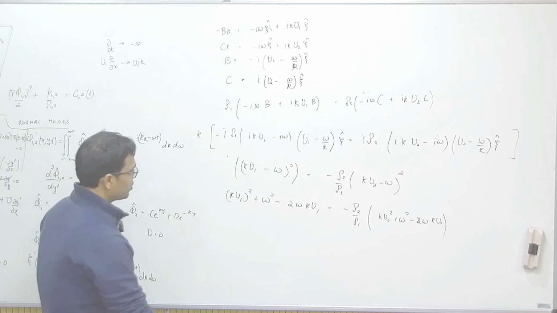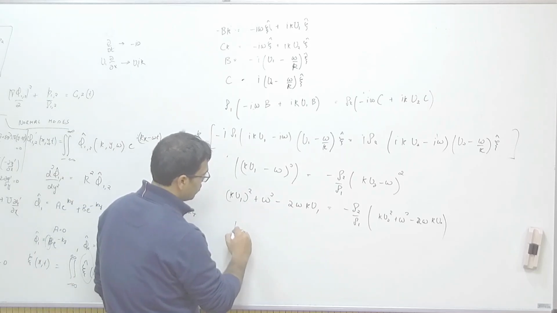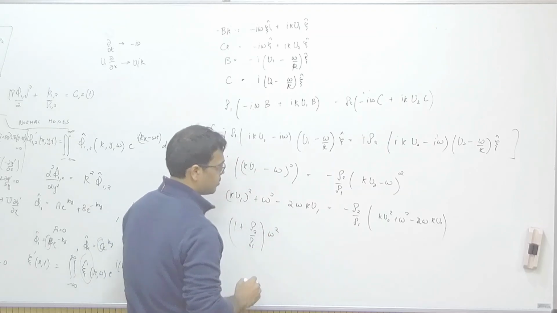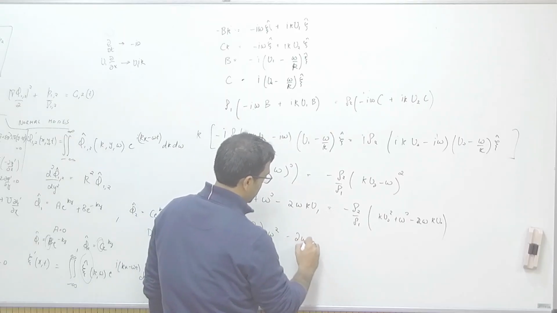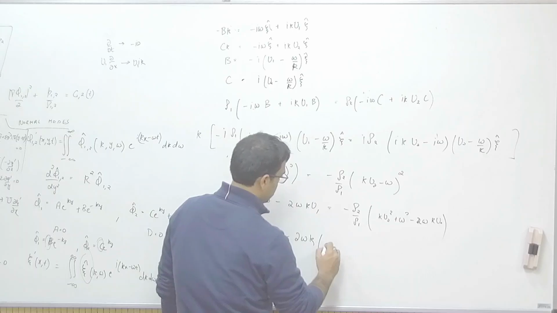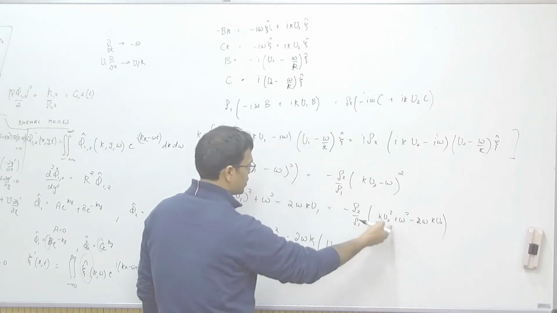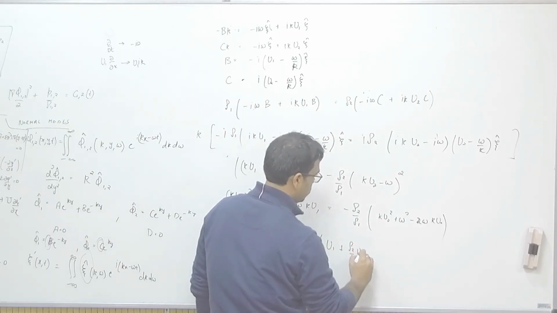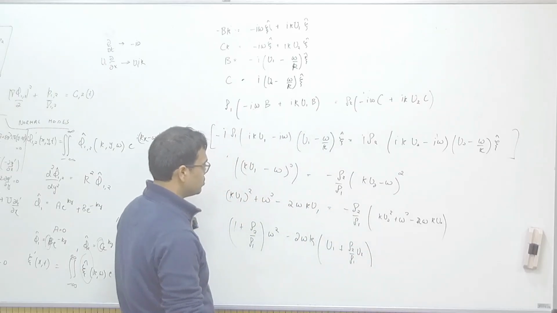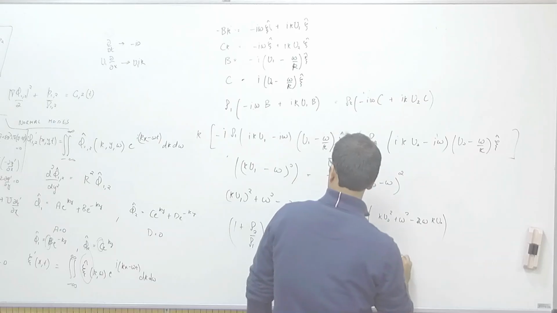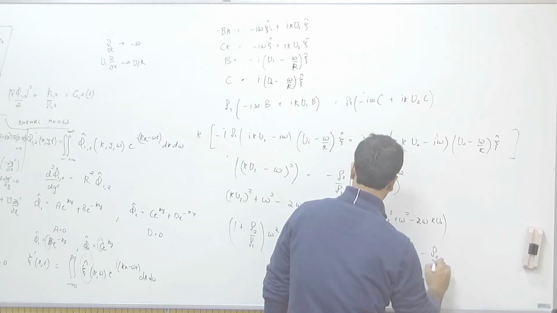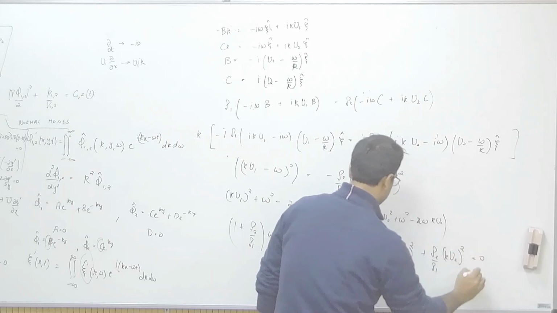Okay. So what is the quadratic that we end up with? (1 + rho2/rho1) omega squared minus 2 omega k (u1 + rho2/rho1 u2), and then plus (k u1) squared plus rho2/rho1 (k u2) squared equals 0.